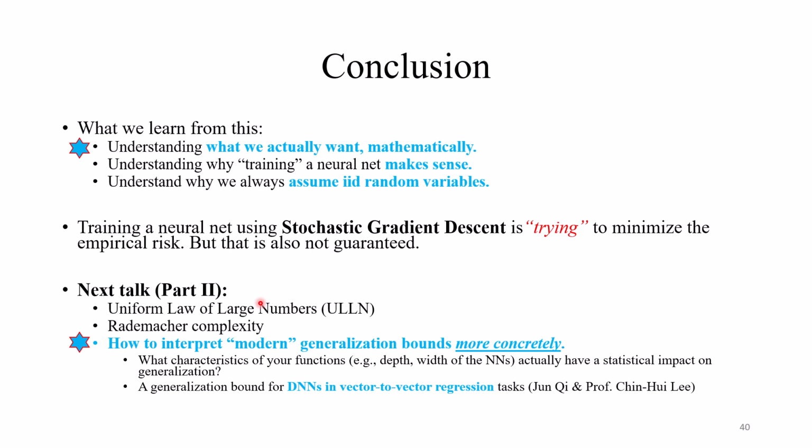And in the next talk, I think I will also discuss a little bit more about what the uniform law of large numbers is. I previously mentioned this and said that we'll discuss this later. And also we'll consider explaining some ideas called Rademacher complexity and other more modern generalization bounds.